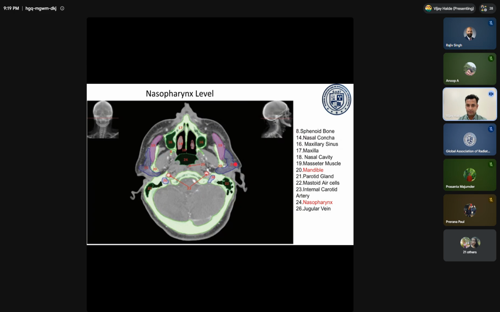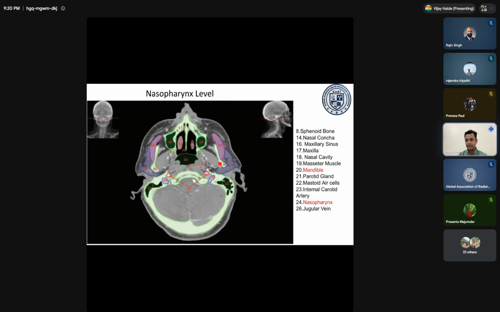So the nasopharynx lies posterior to the nasal cavity, superior to the hard palate. In the next slide we will see the hard palate. This region is important in nasopharyngeal cancer, and the mandible is a very important landmark in this slide.